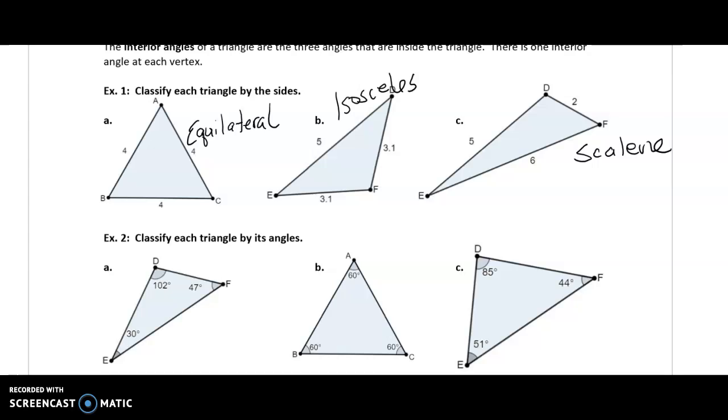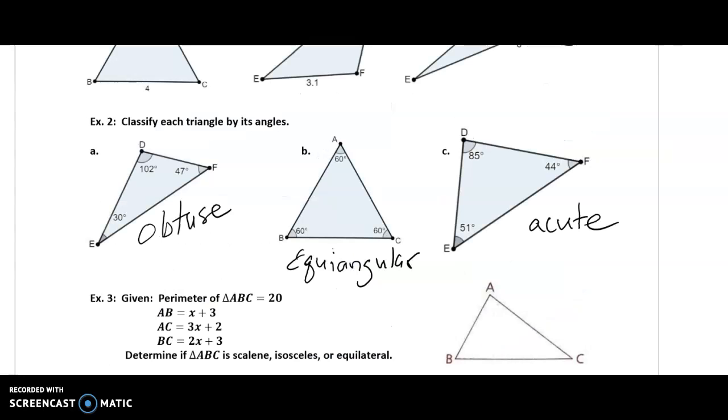All right, so here are the answers for those 3. Hopefully you did okay. Moving on to example 2, it says classify each triangle by its angles. So I'll give you a moment to work on those 3. Okay, so here are the answers for those 3. So now again, if you're not sure why or got some of these answers incorrect, you can look back at the definition for ways of classifying triangles by their sides and by their angles.